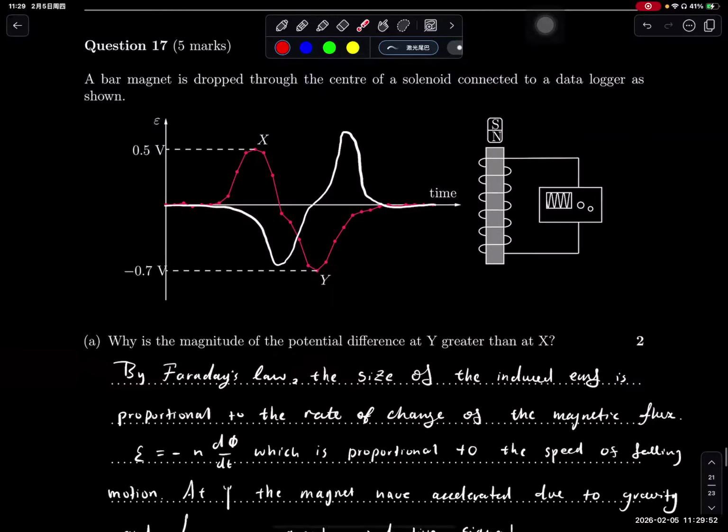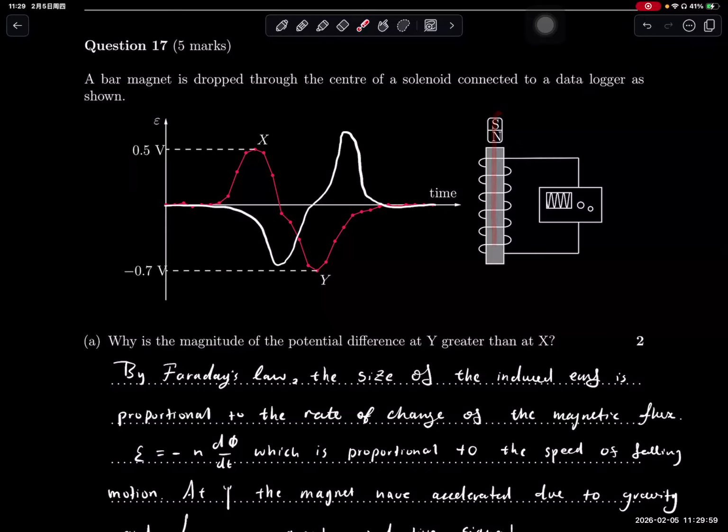Question 17. Question 17 shows you a graph of when the magnet is falling through a tube, and this graph shows the changing EMF that's being induced. So the graph looks like this. It starts at 0 roughly, and then increases to a maximum and decreases to a larger magnitude of EMF, and then back to 0 again.